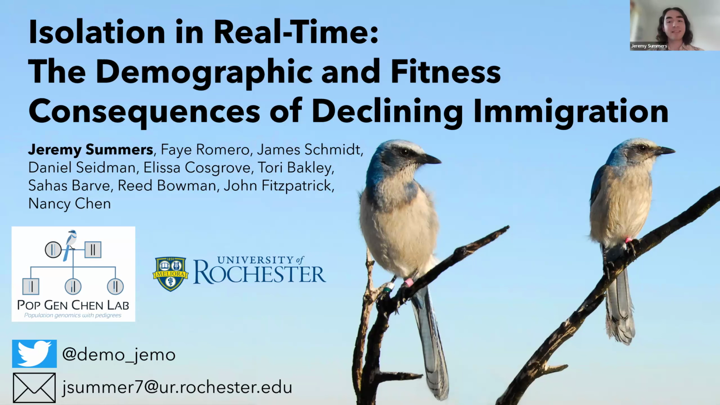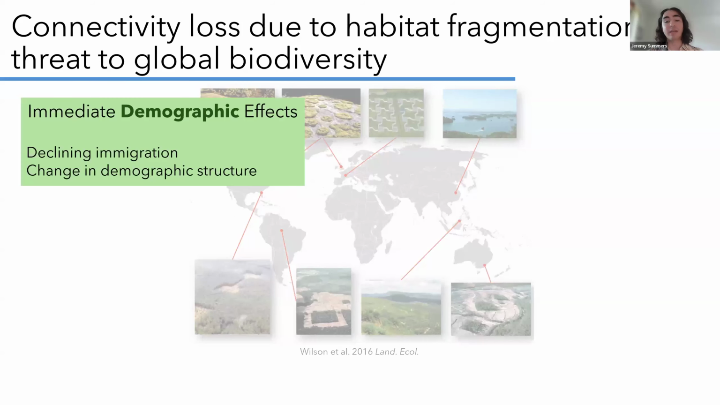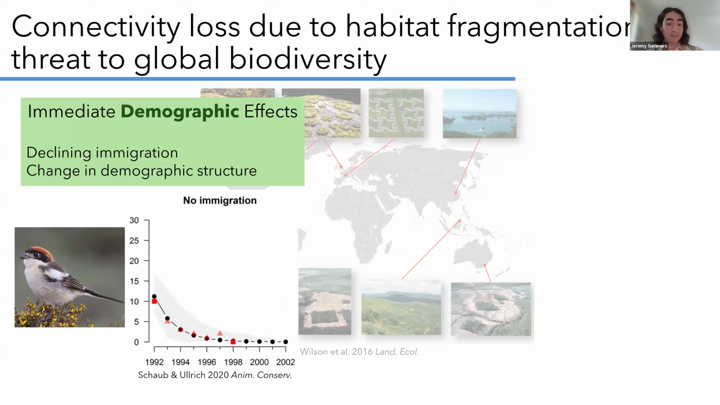So to set the stage, populations around the globe are becoming more isolated due to habitat loss and fragmentation. And this isolation can have immediate demographic effects that threaten these populations, either due to direct decline in immigration or changes in demographic structure of that population, such as in the age of individuals. In some cases, like this example of the woodchuck shrike, previously stable populations are revealed to be sinks that can go extinct once immigration is cut off.